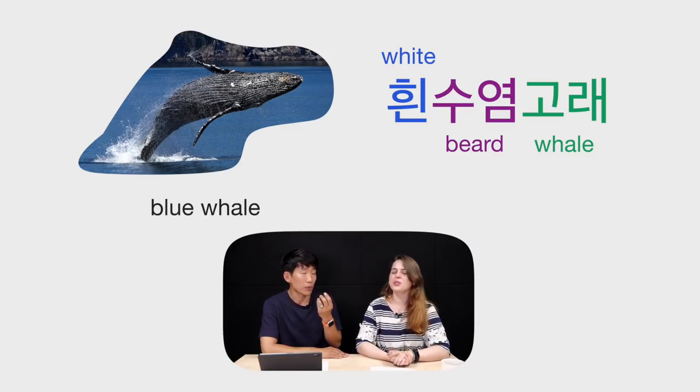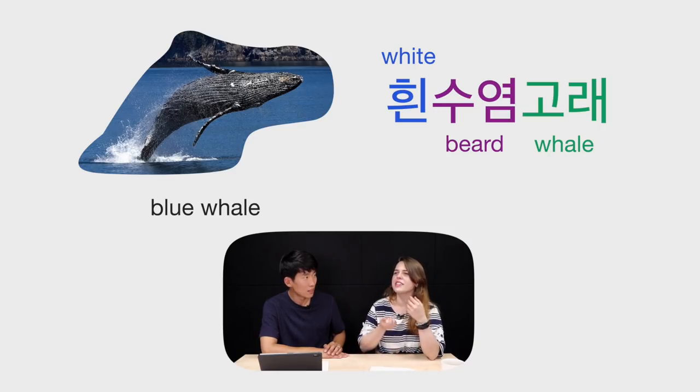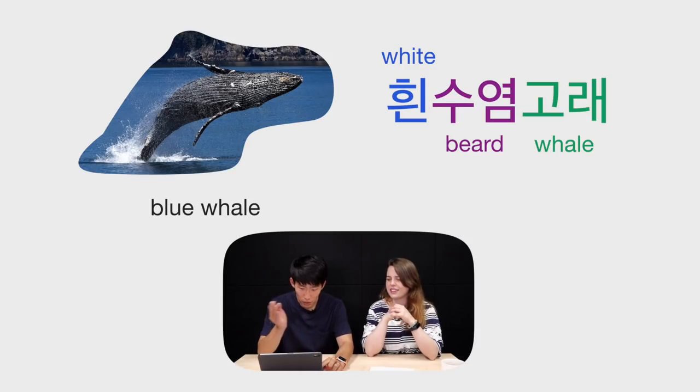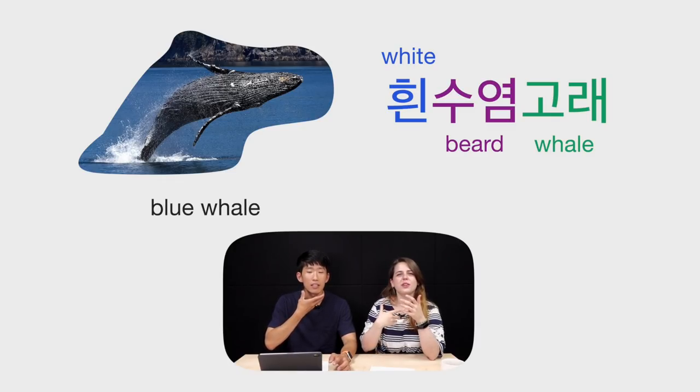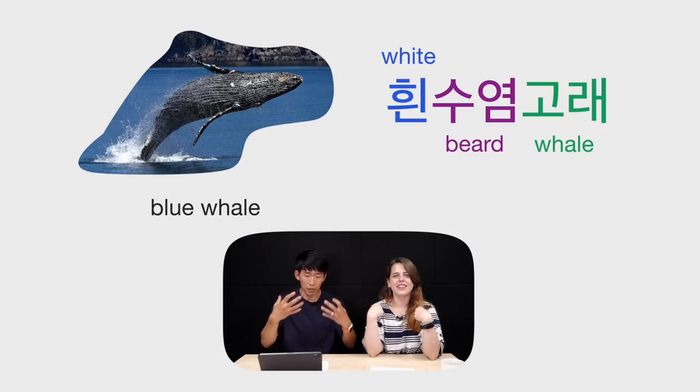Facial hair is 수염, by the way. It can be a mustache or a beard. So white beard whale. I mean, it kind of makes sense. Is that their teeth, or are they talking about the white underbelly? I'm not sure. I'll show you some images and you can decide. It's the chin, the underbelly there, and it looks long like a beard. A white beard. 흰 수염 고래.